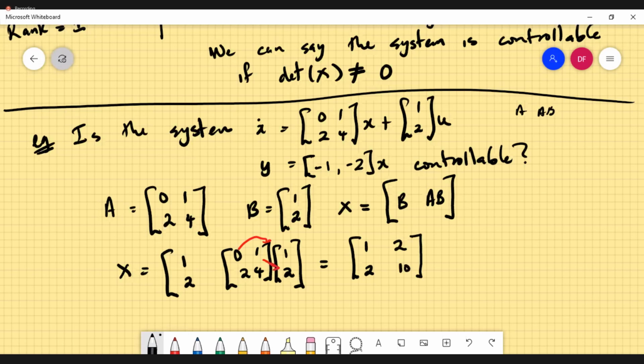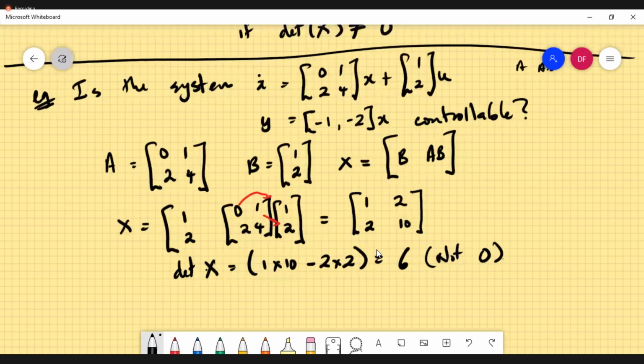And the determinant of X is going to be equal to 1 times 10 minus 2 times 2. That's not 0. So therefore this system is controllable.